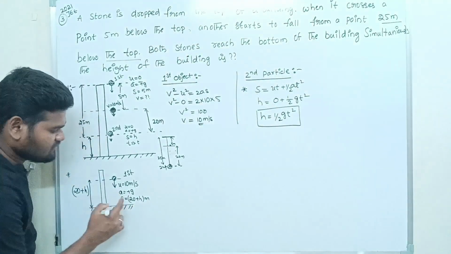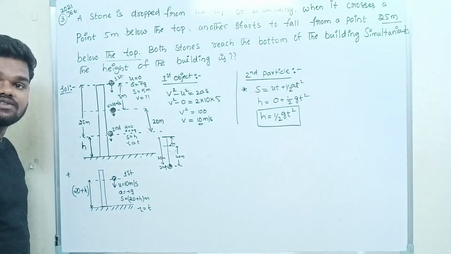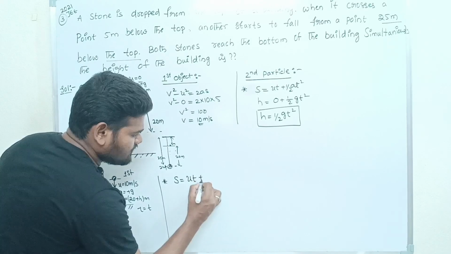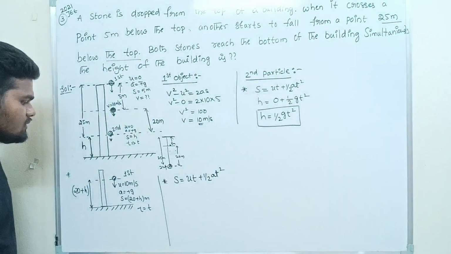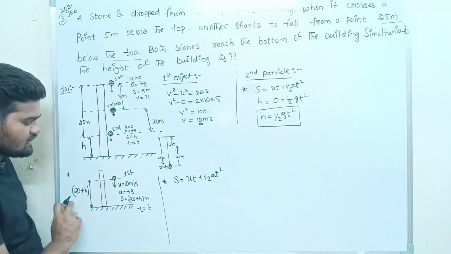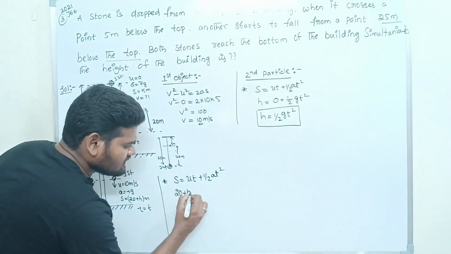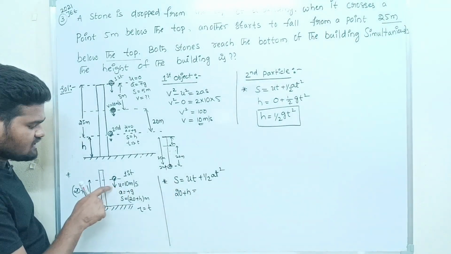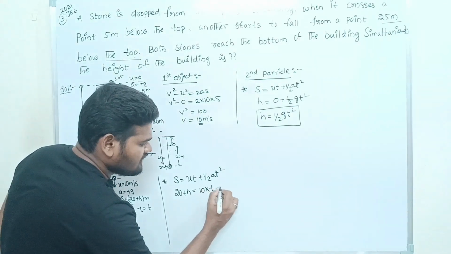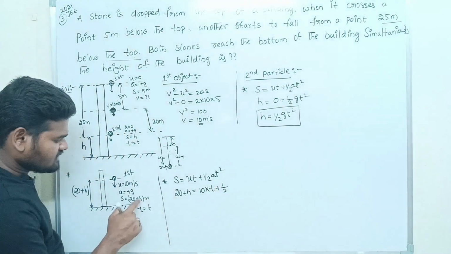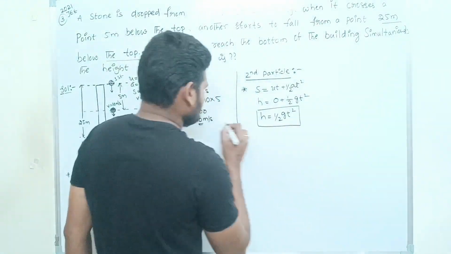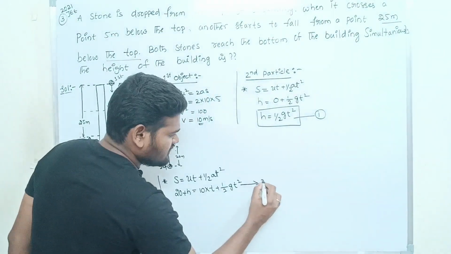Now I'm taking the time as t. From the equation of motion, s is equal to ut plus half at square. What is s? s is nothing but the total height of the first particle from the ground, 20 plus h. This is equal to, what is the initial velocity? 10, into the time taken to reach the ground, t, plus half a, which is g, into t square, half gt square. Let us say this is equation number 1 and this is equation number 2.